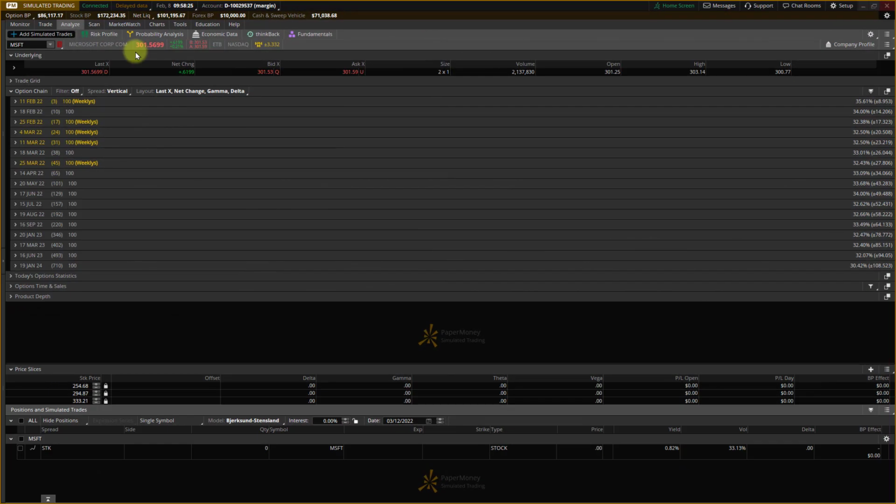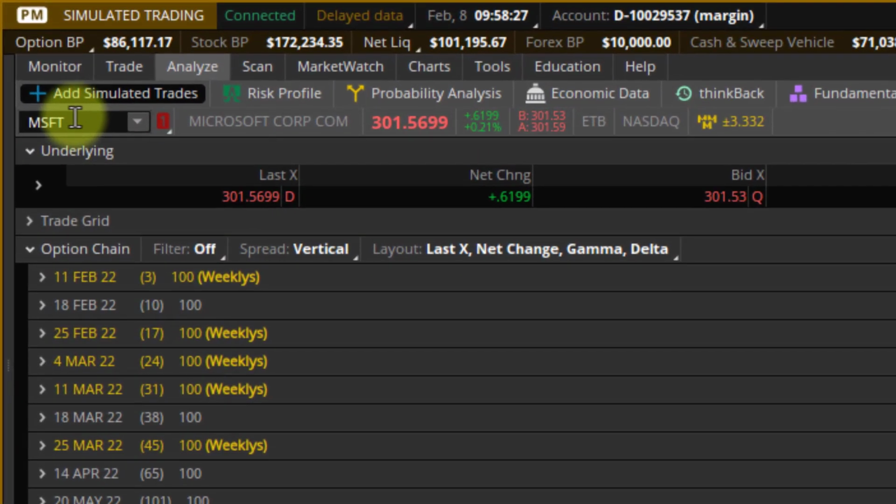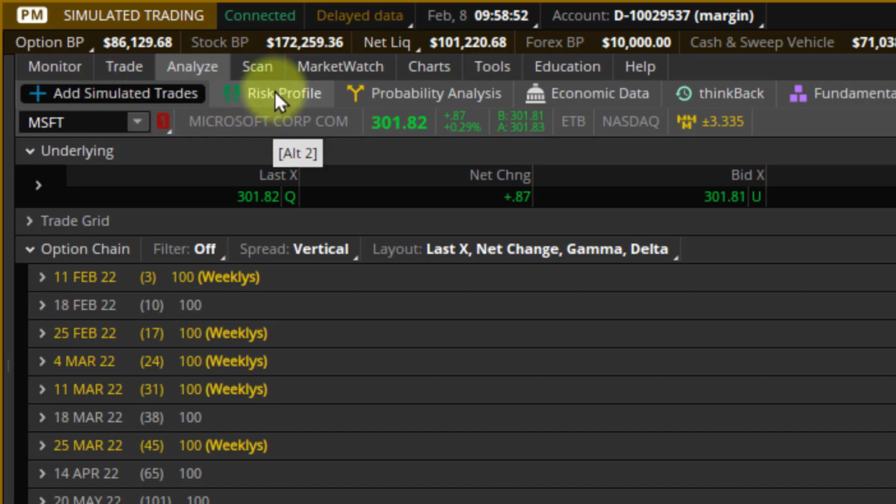Okay, so now that we're into the Thinkorswim platform, I just happen to have Microsoft up here, so I'm going to use that. The way that you do an overlay is you have to go to the Analyze tab up here. You could actually go from the Trade tab and export them into the Analyze, but a lot of times it's easier just to go straight to the Analyze tab and then click on this tab that says Add Simulated Trades. So let's do the example that we just looked at. Let's look at a vertical spread compared to an outright long call.